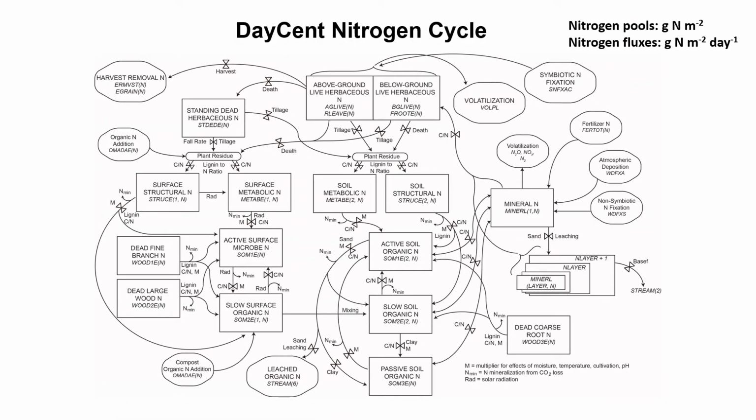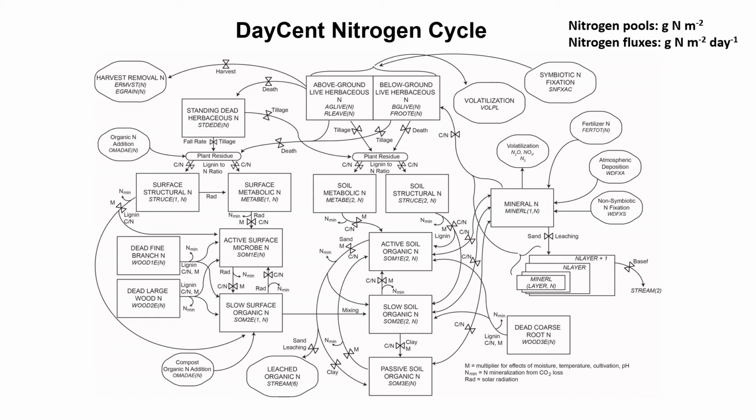Since organic matter includes both carbon and nitrogen, the nitrogen cycle, which is represented here, looks a lot like the carbon cycle, except that it's even more complex. Again, for every carbon pool in the plants, in the soil, and the litter, there's a corresponding nitrogen pool. The left side of the diagram is the above ground processes. The middle part of the diagram is the soil processes.